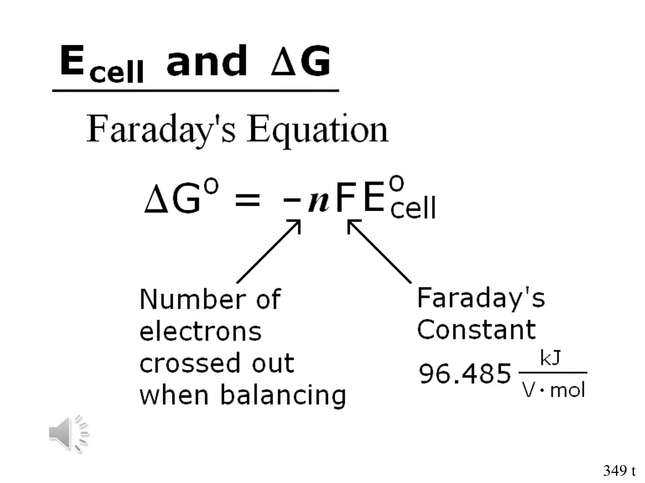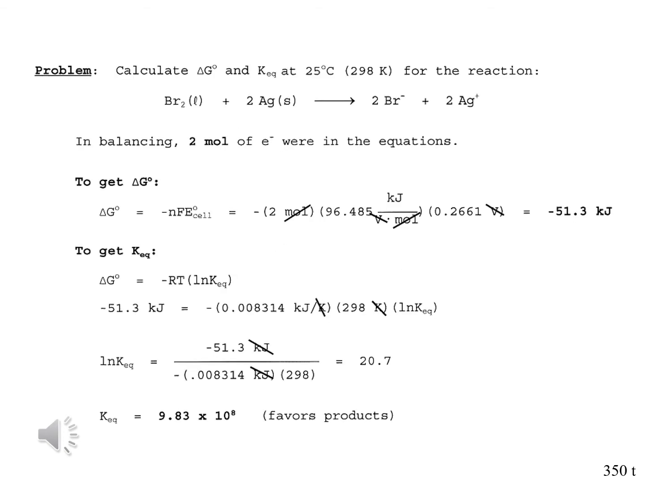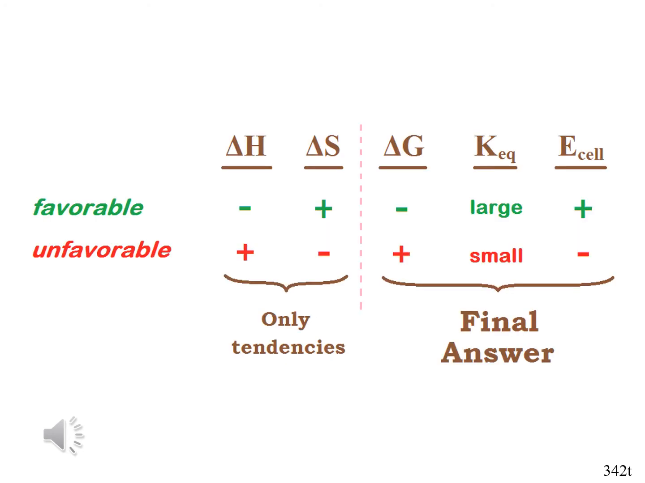We also talked about Faraday's equation, where delta G equals the number of electrons you cross out when you're balancing times the constant times the voltage. Once you know the voltage, you can get both delta G and K. For the reaction we looked at, I plugged in 2 for the N and the voltage we got, and you get a negative delta G, and then you plug the negative delta G into the thermal equation, and you end up with a large K, and those three always have to go together. We kept looking last time that those correspond to the green row in this table.